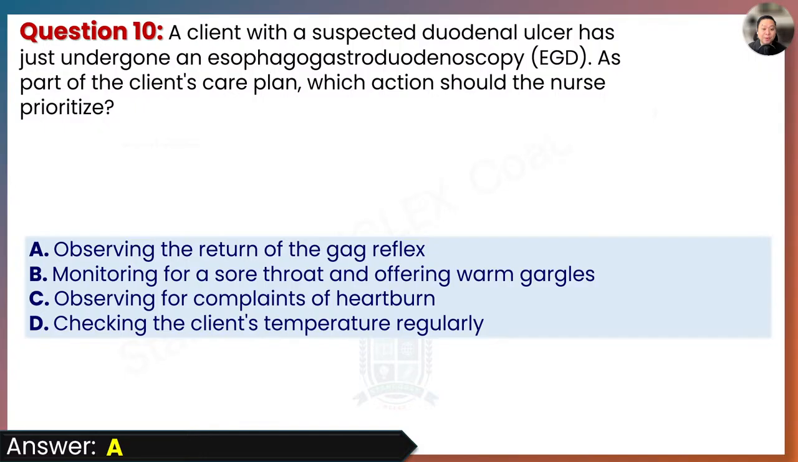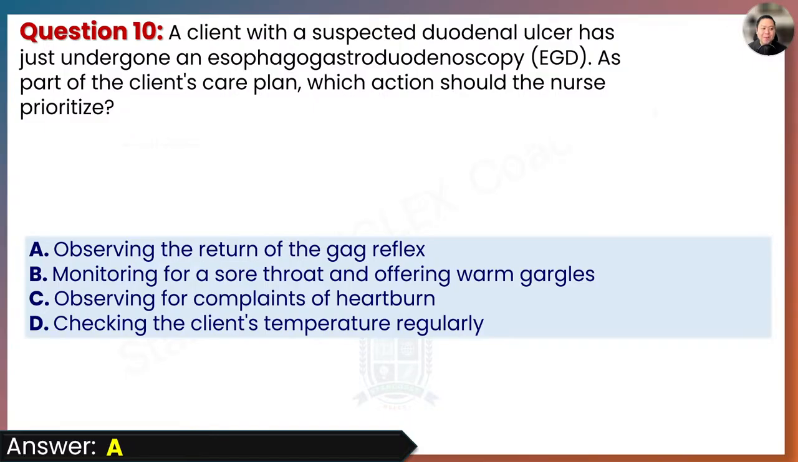This is the highest priority after an EGD to ensure the patient's airway is intact and safe. The gag reflex is a critical protective mechanism to prevent aspiration. Until the gag reflex returns, the client is at higher risk of aspiration if they attempt to swallow anything, including their saliva. So it's very important that we are monitoring this.